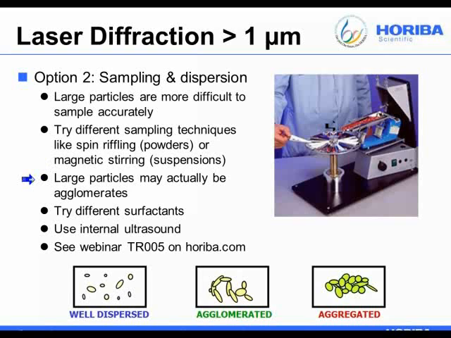Dispersion gets into it because if you're detecting large particles in your diffraction result that you don't expect, they may not actually be individual particles, they may be agglomerates of smaller particles. So in that case, you could try using different surfactants. You could try using some internal or external ultrasound to break them up. We cover all of these topics in much greater detail in the sampling and dispersion webinar coded TR005 on our website.